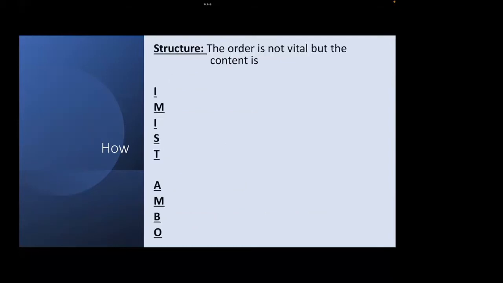So we're talking about the structure in particular in this lesson, and ambulance crews throughout Australia all use the same format, and it's IMIST AMBO. Now, the order that this is given is not vital, but the content is. As long as this is covered, the order that you provide doesn't necessarily have to be this, but this is all the information they will be looking for.